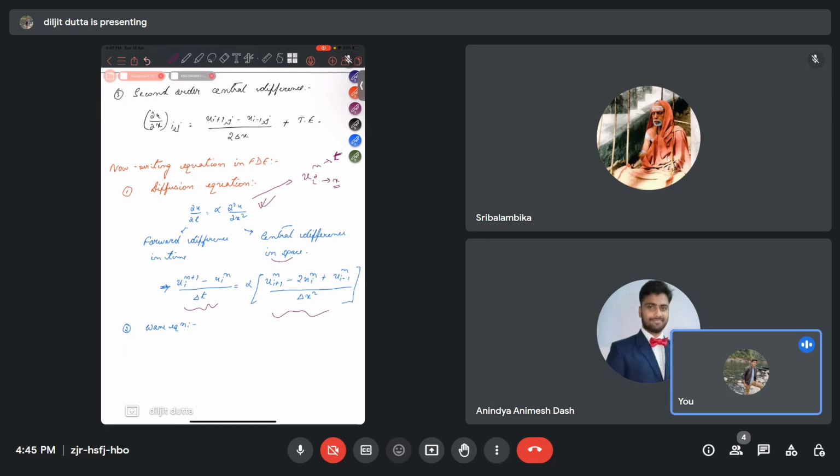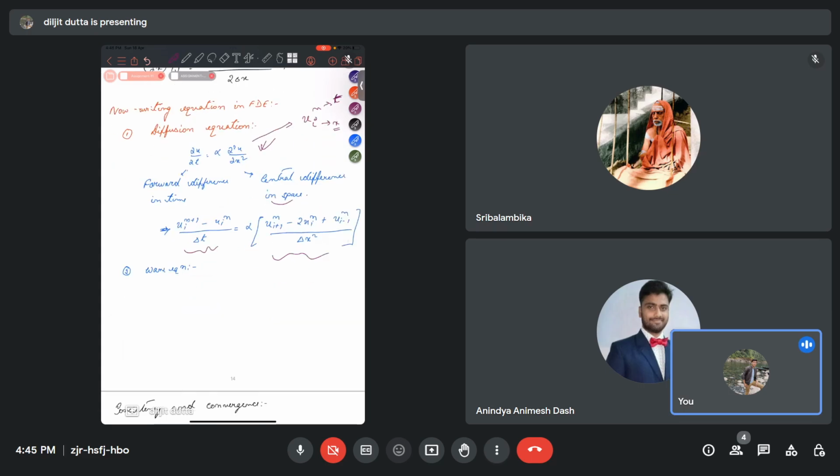So this is how we transform the diffusion equation into an algebraic or a discretized equation. Similarly, we can do it for the wave equation also. For the wave equation, it is del square u by del t square, and we will take central difference in time and central difference in space.